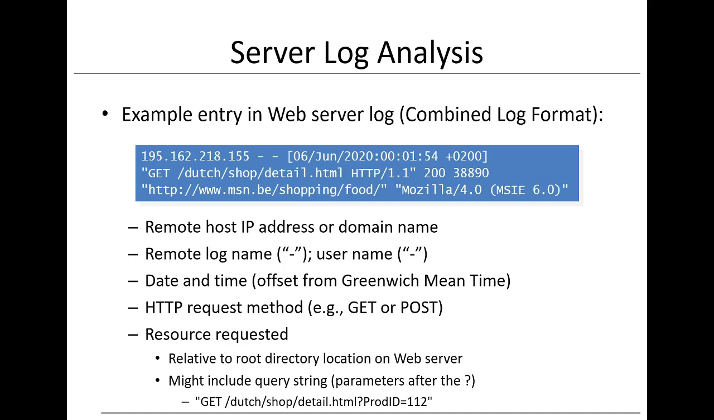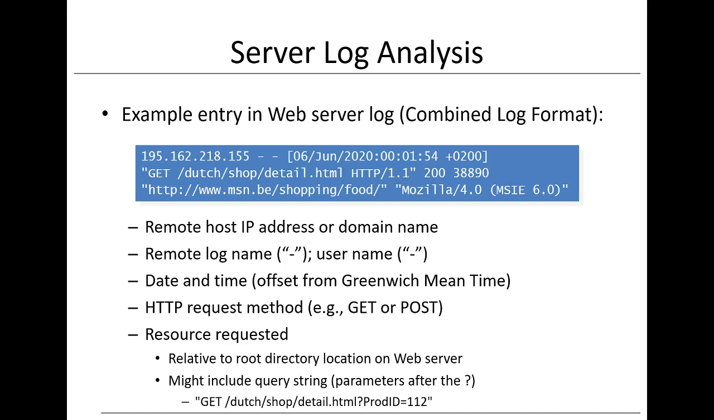This is followed by the remote log name and username. Both are usually empty, as represented by the dash symbols in case no authentication has been provided. Then we have the date and time and an offset from the Greenwich Mean Time or GMT. This is useful to see when we have peak moments on our website.